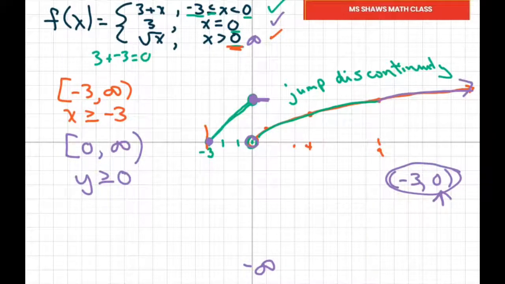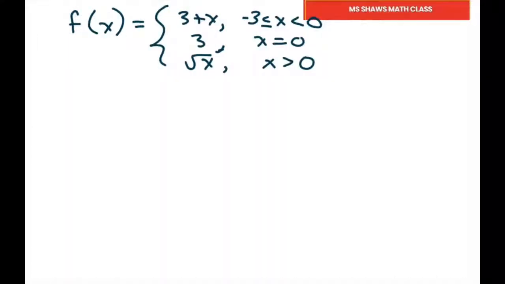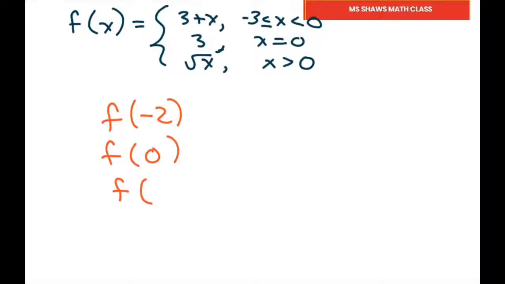Now for intercepts, we have our x-intercept that we already saw right here. We also have a y-intercept at 0, 3, which is right there. All right, and I think we got everything. And then the next thing we have to do is evaluate, and I forgot to put that down. I think it was f of -2, f of 0, and let's do f of 2.